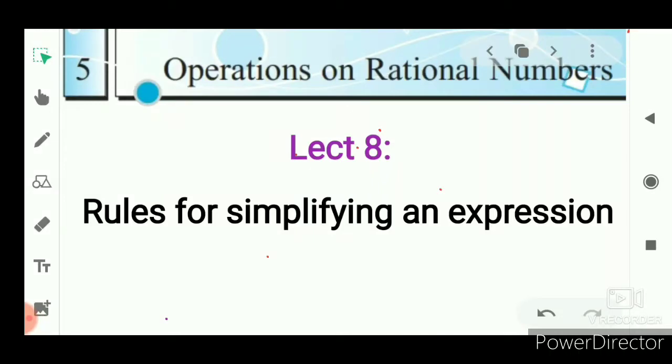Assalamu alaikum dear students. In the previous video, we have seen how to find the decimal form of a given rational number. And we have also solved two questions of practice set 24, and the remaining questions were homework for you. Hope you have done your homework.